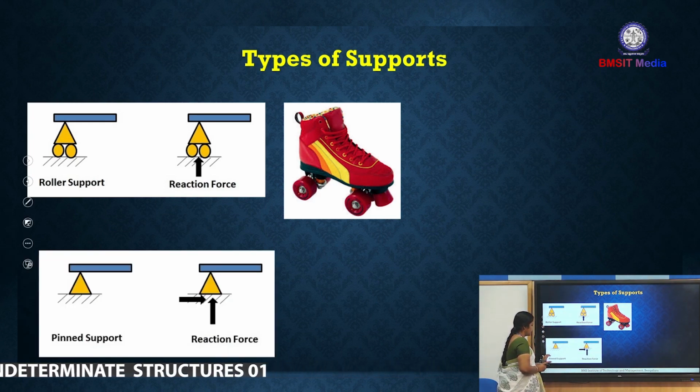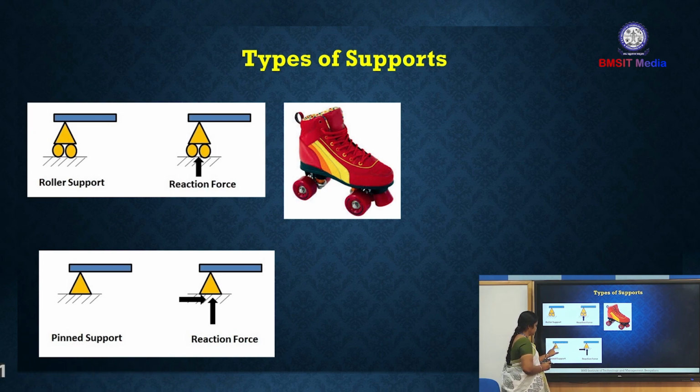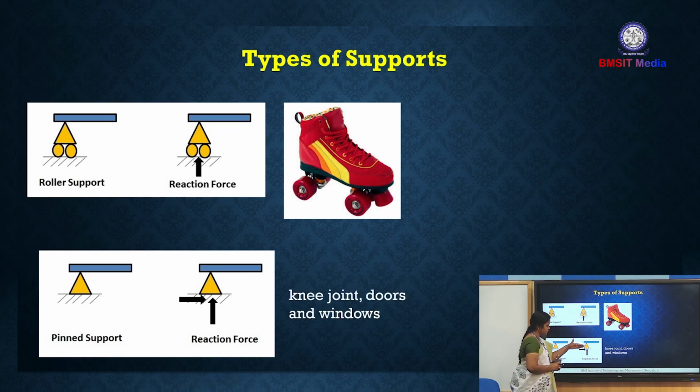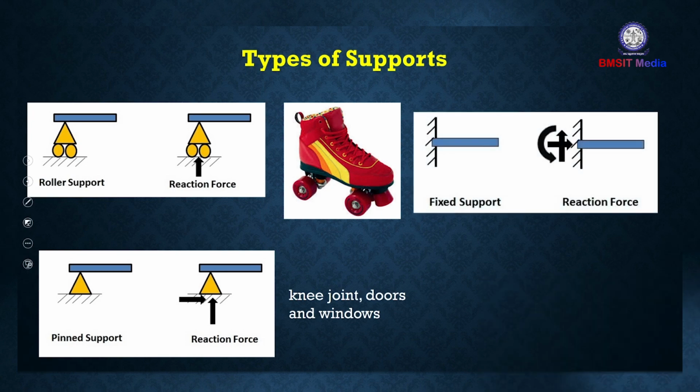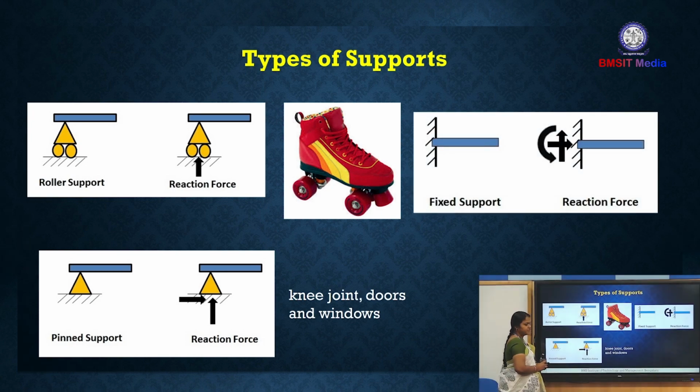Next one is hinged support. It is also called pinned support. This symbol represents the pinned support. It has two support reactions, one along the vertical direction, another along the horizontal direction. Which means it does not allow any vertical movement as well as horizontal movement. It allows only the rotation. Examples: doors and windows.